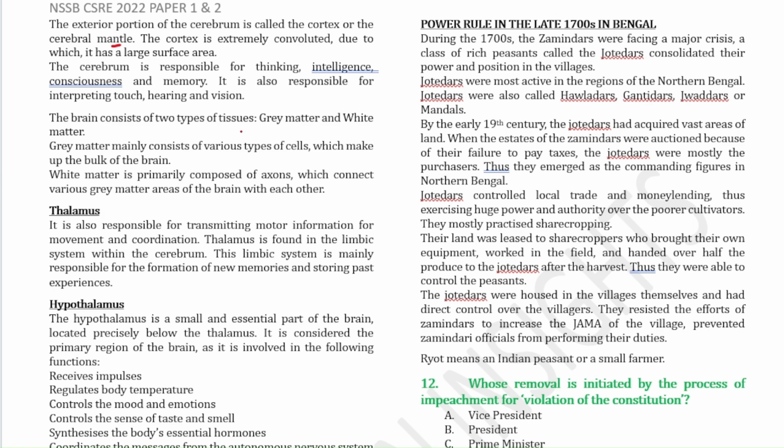And then here you also have to know that the brain consists of 2 types of tissue. That is the gray matter and the white matter, okay? So in the exam, they might ask, how many types of tissues does the brain consist of? Then your answer should be 2. That is gray matter and white matter. So you can go through this hypothalamus and thalamus also. These 2 points are also very important.